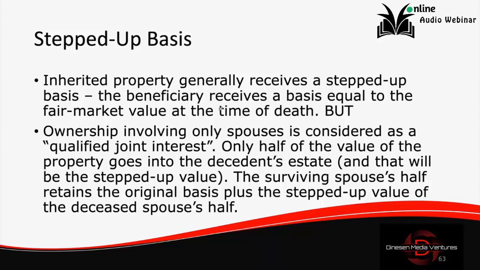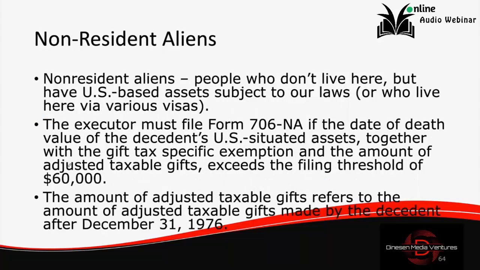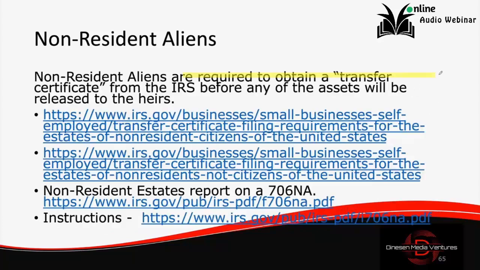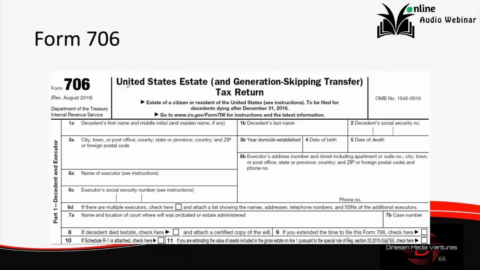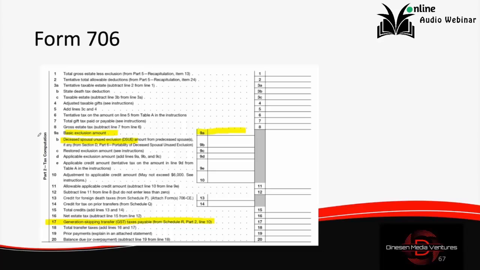Inherited property, no matter who it is that inherits the property, a spouse, a child, a best friend, a neighbor, whatever, gets what's called a stepped-up basis, which means that the beneficiary's basis is equal to whatever the fair market value of the property was at the time of death. Just real quickly on non-resident aliens, there's a lot of words here. Property owned by a non-resident alien cannot be distributed to beneficiaries, and looking at the Form 706, let's move to the next slide here.